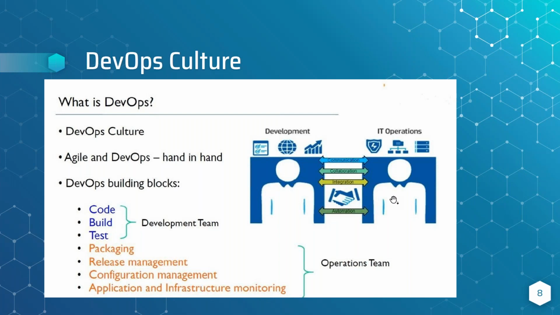Once you have the collaboration between them, it is quite easy to make changes. And if any issue occurs, you can have it easily resolved. So Agile and DevOps go hand in hand, and these specific tasks, which are defined by the development team and the operations team, you want to understand each of them.